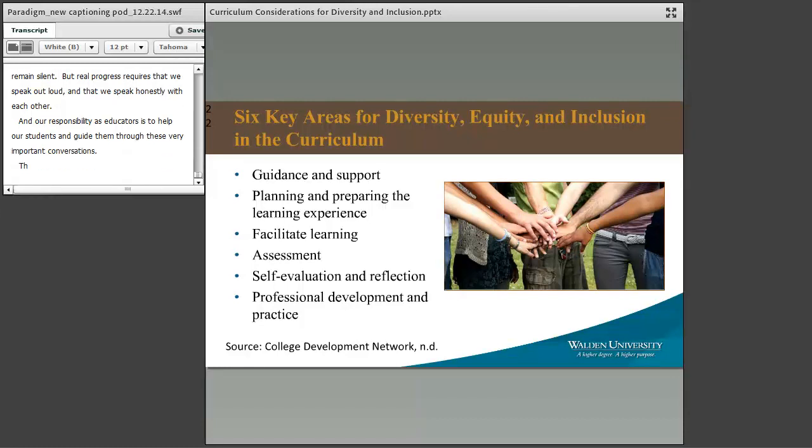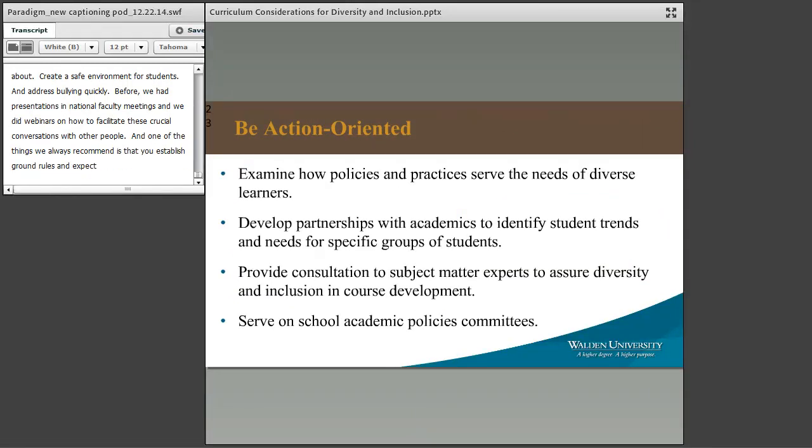The other key area for diversity, equity, and inclusion in the curriculum is to create a safe environment, and this is really what I was talking about: create a safe environment for students and address bullying quickly. Something that we have done before, we've had presentations at national faculty meetings, and we've done webinars on how to facilitate these crucial conversations with other people. And one of the things we always recommend is that you establish ground rules and expectations for how people will communicate with each other. And as faculty, that is as important for us to do in the online environment as well. And then we want to create opportunities for our students to collaborate and to learn from each other.